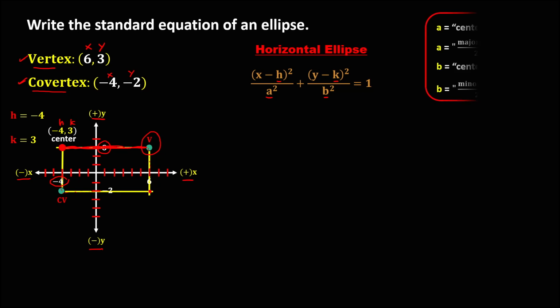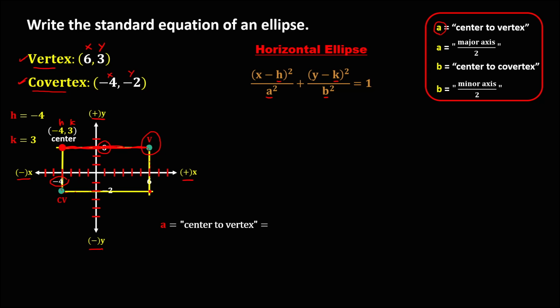and b. So using this formula, since we can solve for a using the center to vertex distance, we're going to use the counting method. So this is the center and this is the point of the vertex. So we need to count. So we have 1, 2, 3, 4, 5, 6, 7, 8, 9, 10. Therefore, a is equal to 10.